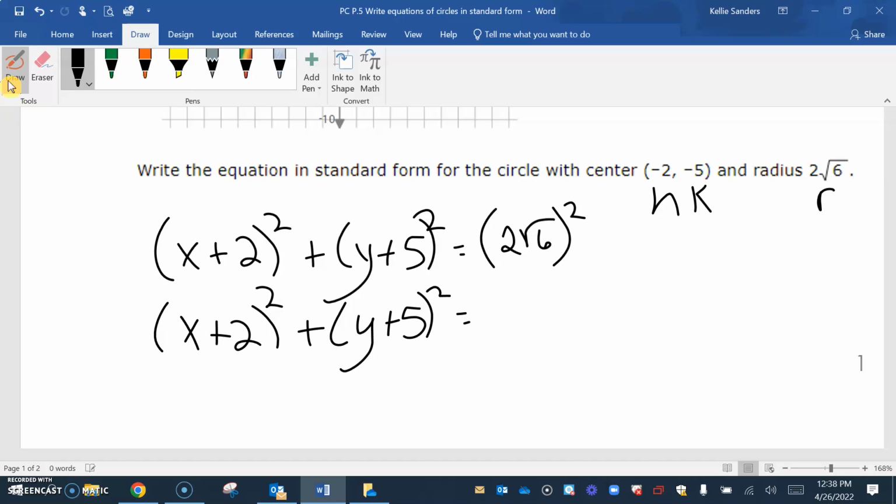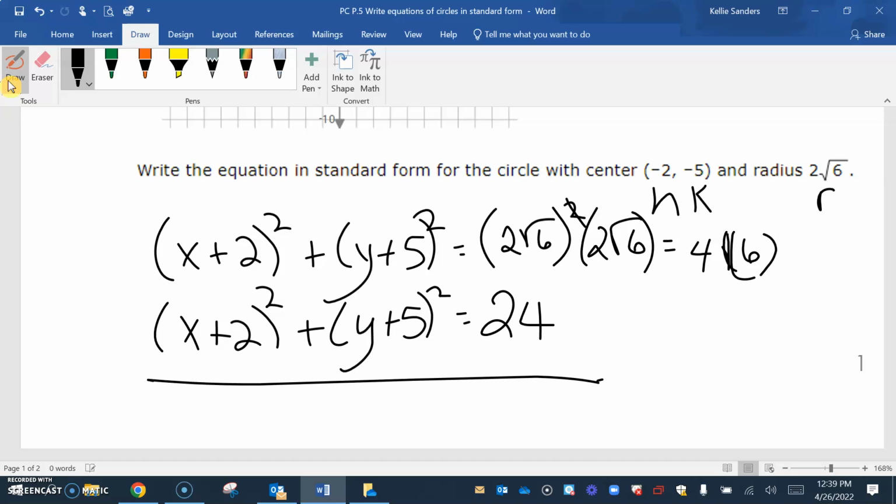And if you put that in the calculator, make sure that you put this 2 square root of 6 inside parentheses, because we're squaring it, and 2 times 2 is 4, and the square root of 6 times the square root of 6 is the square root of 36, which is 6, so it's 24.